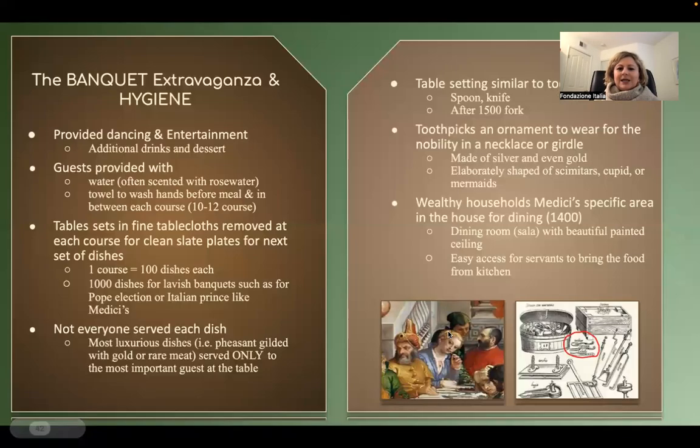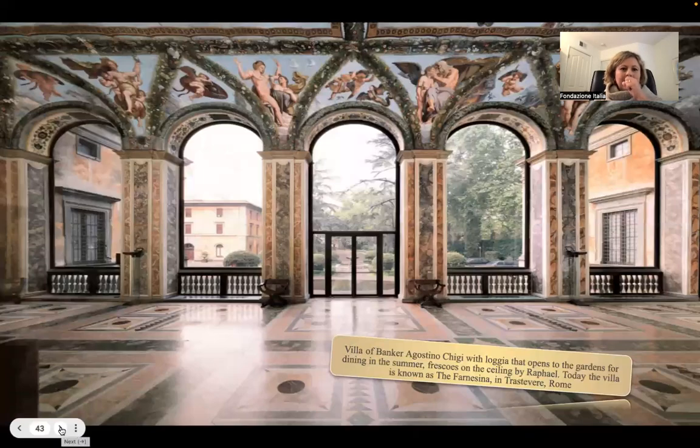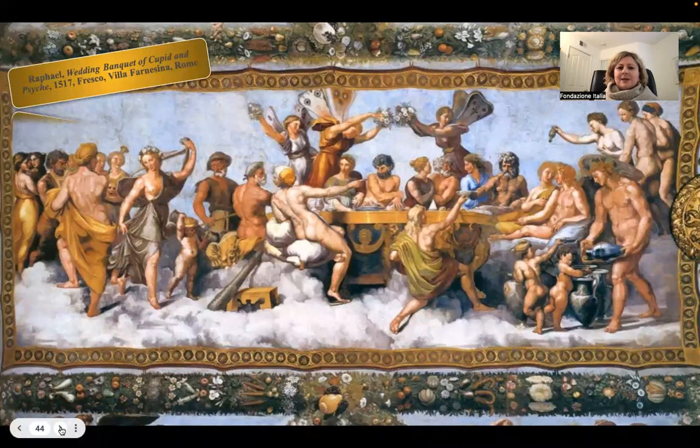Oh, I wanted to point out, yes, in this little painting, a detail of a lady using her toothpick. And this is an example of what a dining room would have looked like, with beautiful frescoes. This is from Rome, today the Farnesina in Trastevere. In the summertime they could open it and have fresh air come in, or during the winter they would close it. And these are some of the frescoes that decorated these dining rooms.